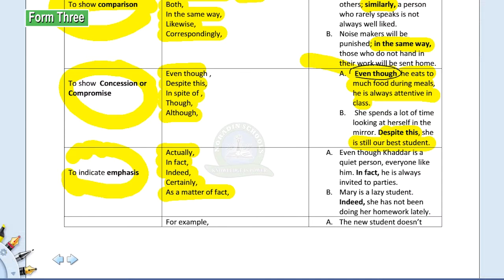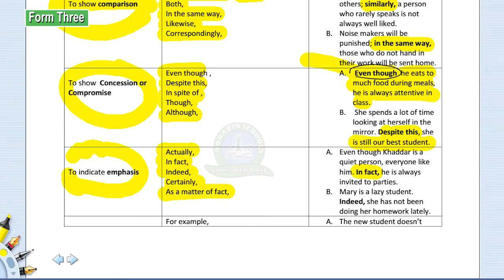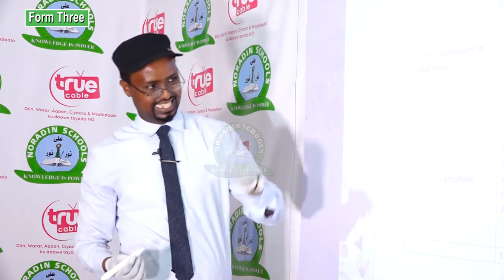Let's take two quick examples about emphasis. Even though Khadr is a quiet person, everyone likes him. In fact, he is always invited to parties. But what if I use another example and repeat the same word, in fact? It won't be good. Mary is a lazy student. Indeed. Look, I changed it. I didn't repeat in fact in the second example; I said indeed. So you need to change and not use only one word during writing and speaking.